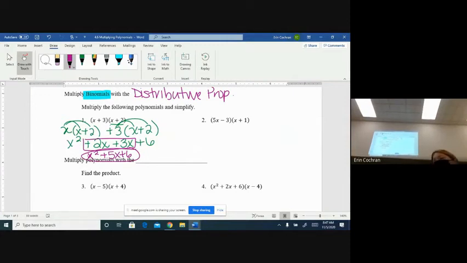Now, I say break apart the first one, but does it really matter which one you break apart? No, it doesn't. So if I'm looking at 5x minus 3 times x plus 1, which one do you want to break apart? X plus 1. I would do that also. It doesn't matter. So what parenthesis goes behind it? 5x minus 3. All right, so now go ahead and multiply that for me.